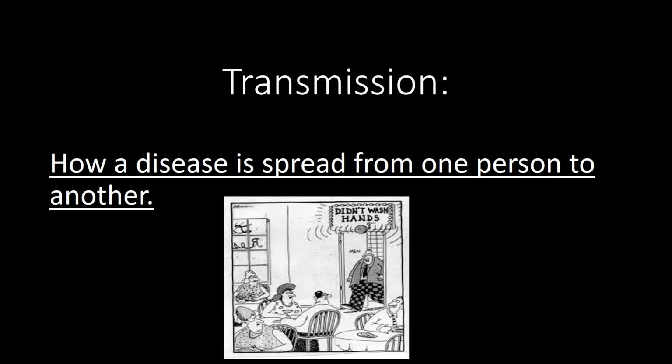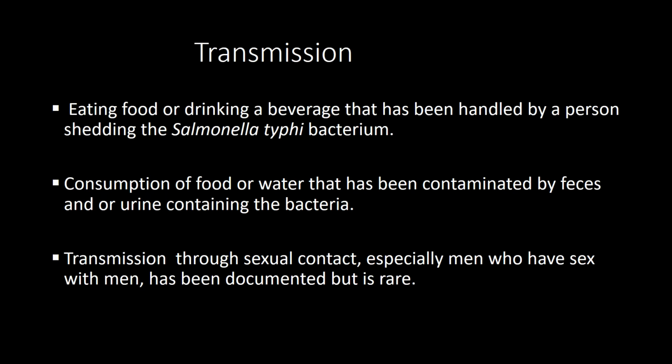Let's review what is meant by transmission in the context of infectious disease. Transmission is how the disease is spread from one person to another. Since we've already determined that typhoid fever is only passed from person to person, we will discuss the different ways it can be spread. You can get typhoid fever by eating food or drinking a beverage that has been handled by a person that is shedding the Salmonella typhi bacterium. This is what made Typhoid Mary and her job as a cook so deadly.